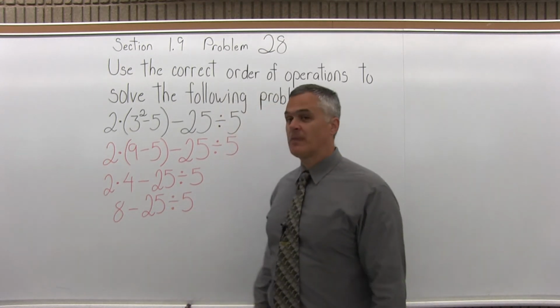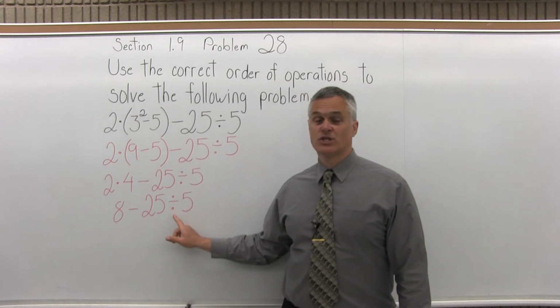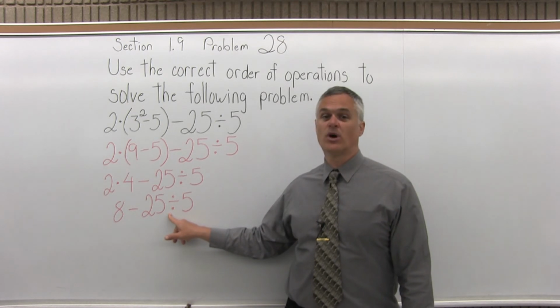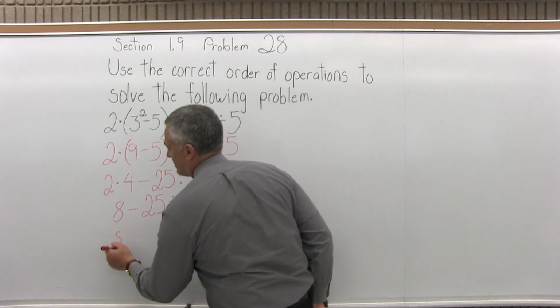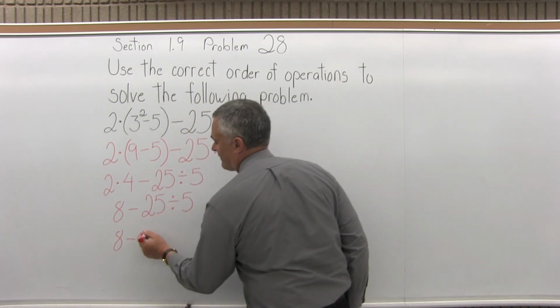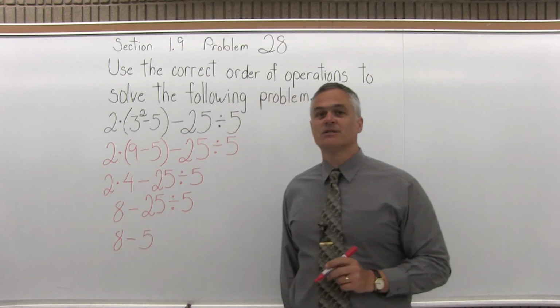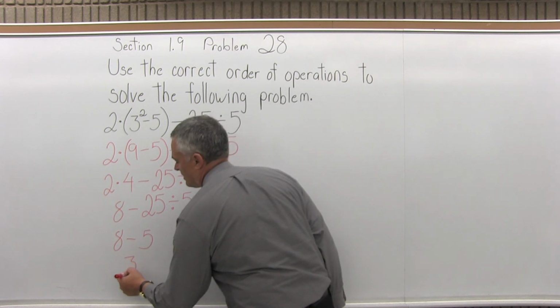So now I'm down to only 2 operations left. I have a subtraction and a division. And the division is absolutely something that needs to be done before the subtraction. So now the 8 will stay, the minus stays, the 25 divided by 5 is 5. So now I'm down to just 8 minus 5, which is 3. So the final answer is 3.